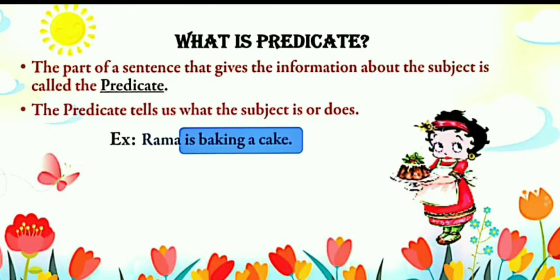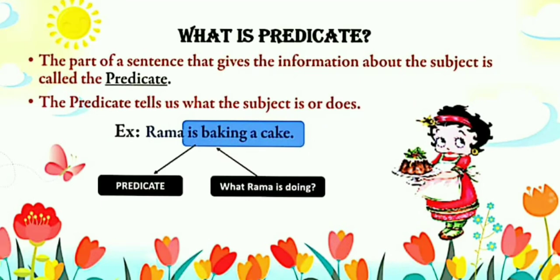Now let us talk about the predicate. So what is a predicate? So the part of a sentence that gives the information about the subject is called the predicate. The predicate tells us what the subject is or does. So, whatever information we get about the subject, about the person or thing, is called the predicate.